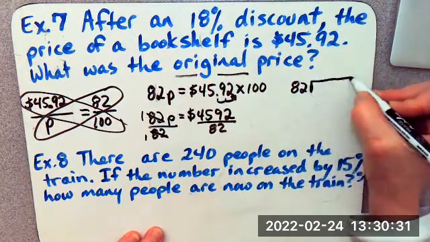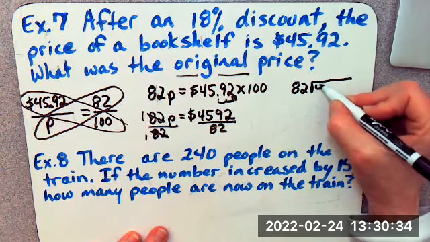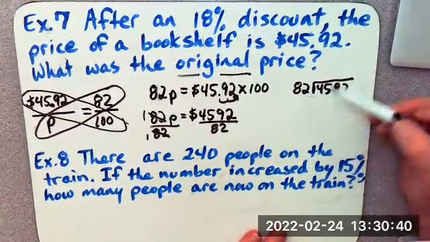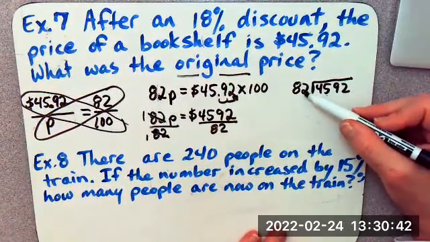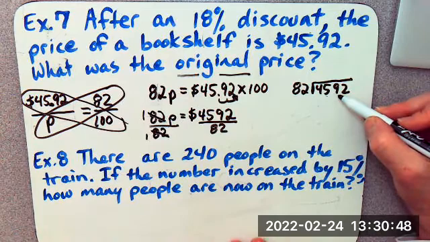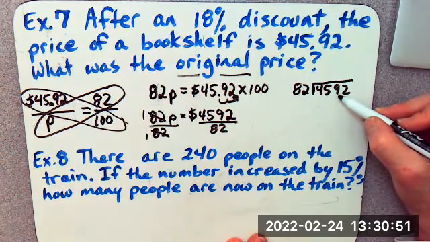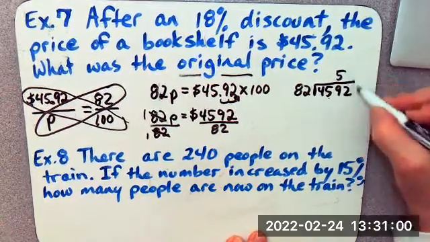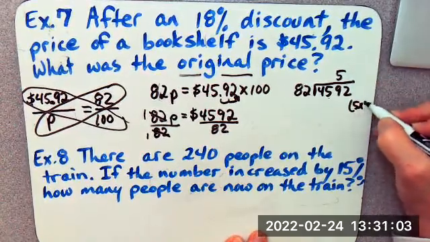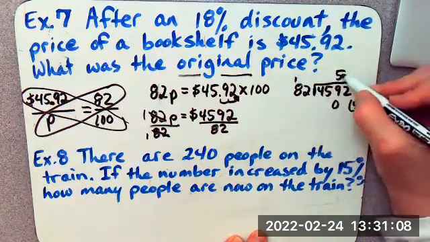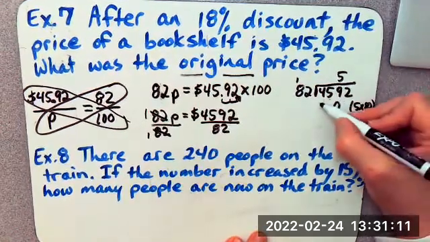So 82 divided into 4,592. Okay, so we don't have any 82s in 45. So now we have to ask how many 82s in 459. So it might be easier to say how many 8s are in 45. So that gives us about 5 of them because 6 is 48. So let's try 5. So this line will be 5 times 82. So 5 times 2 is 10. 5 times 8 is 40 plus 1 is 41.